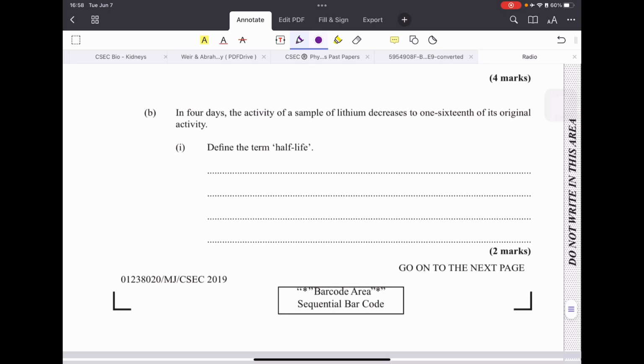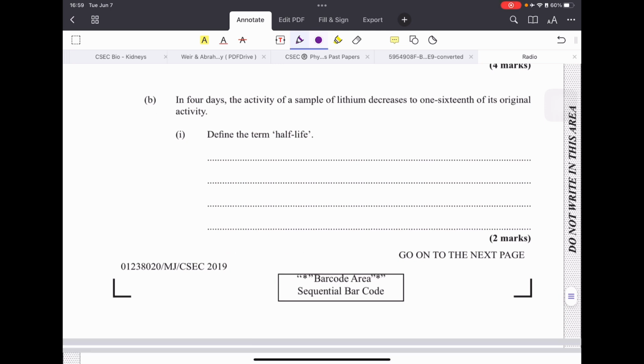In 4 days, the activity of a sample of lithium decreases to 1/16 of its original activity. So they want us to define the term half-life. You could get this definition from any textbook that you choose, right? So I'm not going to really give you a definition. You probably already have your definition that you want. But essentially, the half-life is the time that it takes for a radioactive element to decrease by 1/2 of its original value, okay? But you could choose whichever textbook you want and take your definition from there. I'm not going to confuse you further by giving you even more things to learn, all right?